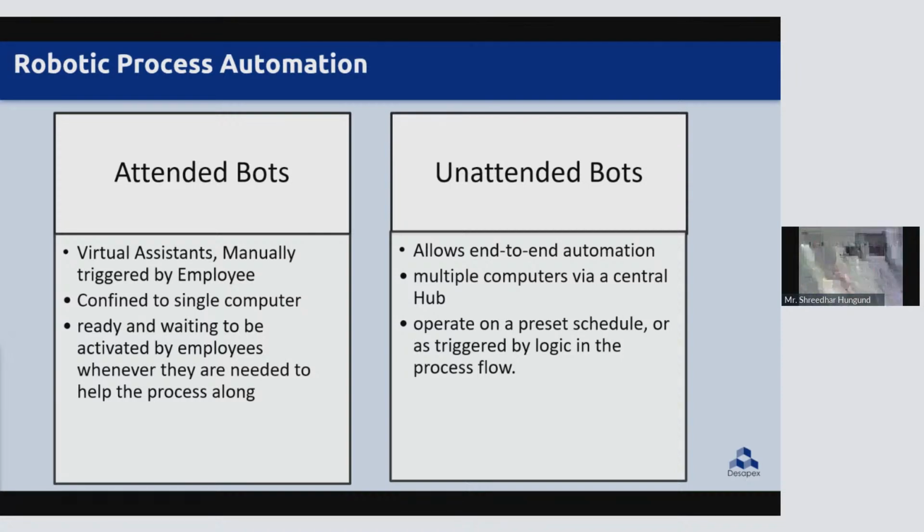Attended bots can be implemented on a single computer, but unattended bots can be deployed across the organization through a central hub on multiple workstations at a time. Essentially, any manual activity that must be done multiple times by multiple people, which is repetitive and has fixed steps involved, is an activity that is eligible to seek automation and save manual efforts.